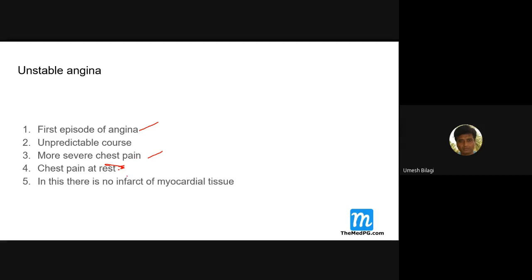And here, unstable angina means, for example, the patient has been getting pain at 100 meters of walk for the last 1 year. Suddenly, in the last 10 days, he is getting it at 50 meters only. There is a change in the pattern, a change in the severity of the pain. Then the patient who had stable angina has now become unstable. But in unstable angina, there is no myocardial damage. There is just ischemia, no infarct.